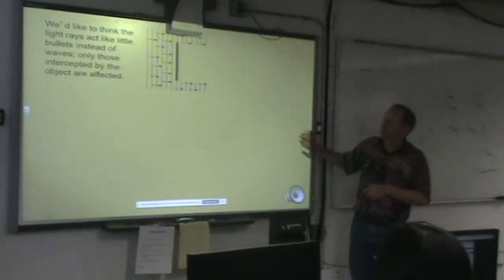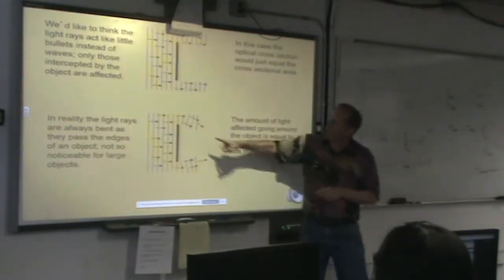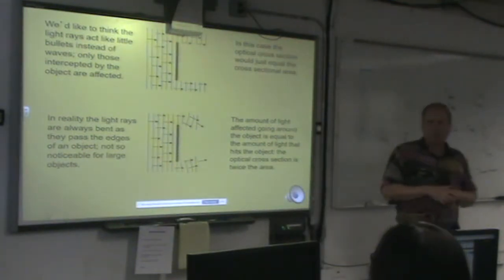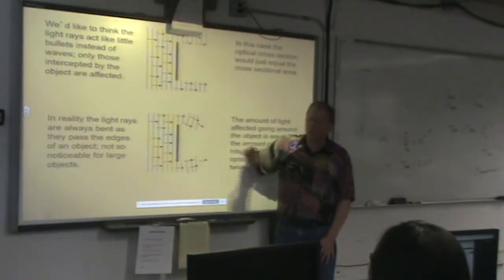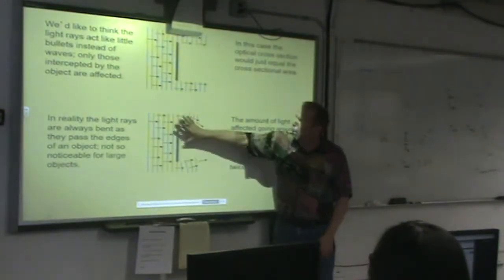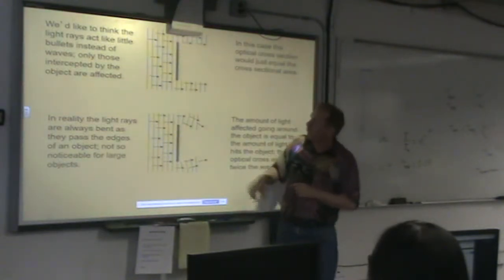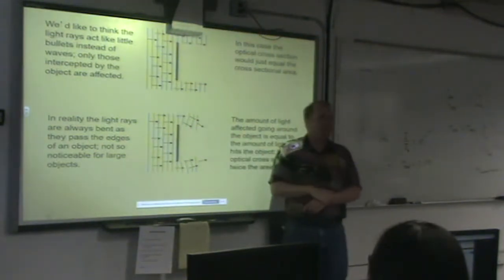However, in reality, light is going to be bent around the edges, which means that it's not just the direct geometrical cross-section that's affecting light. More light is being affected than just in the geometrical cross-section. And by the way, these two beams of light can interfere with each other and produce an interference pattern.